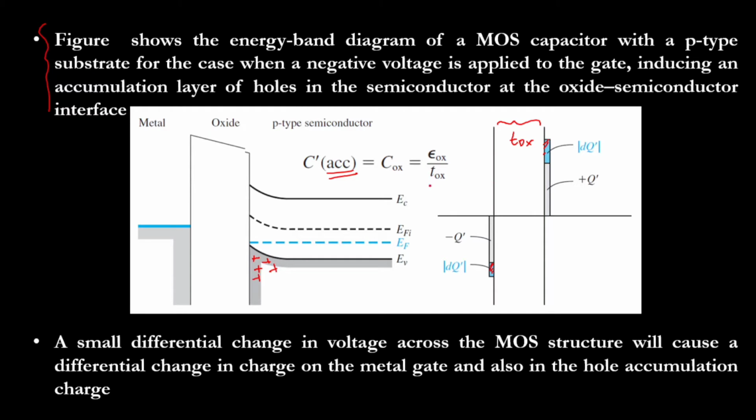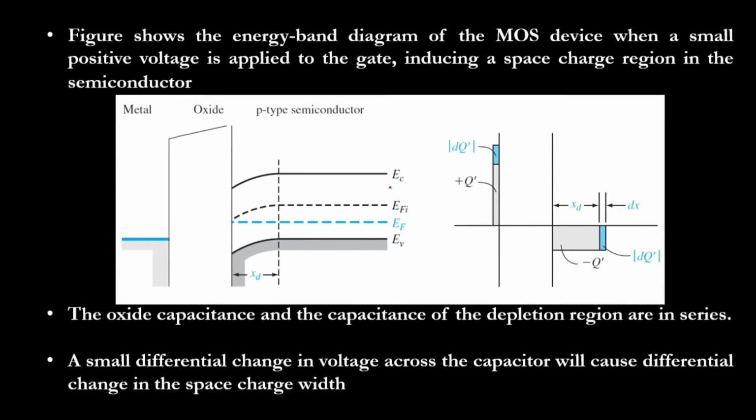So we can calculate the capacitance using this expression. So this is actually happening in the accumulation mode of operation. Okay, and we are moving to the next one. The figure shows the energy band diagram of MOS device when small positive voltage is applied to the gate.